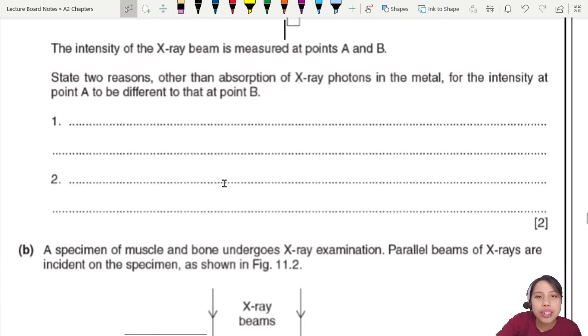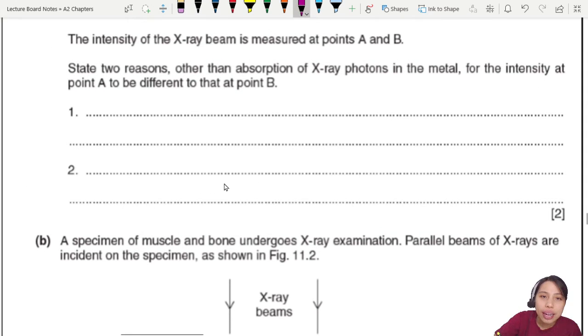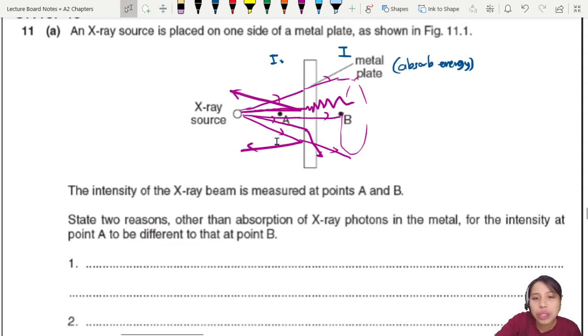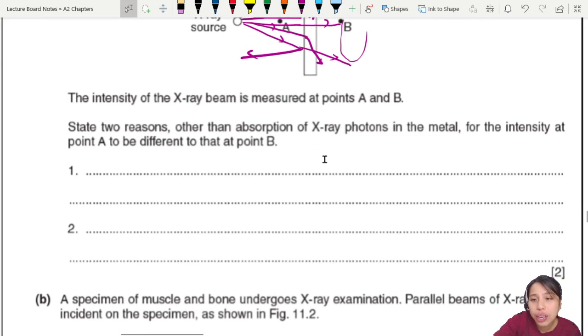So what are the two reasons? Let's start off with the first one. You can talk about the beam itself. You see, where is your aperture? No aperture. Your beam can just spread out as big as it wants to. So your beam's not very parallel. That could be a problem in this particular setup, why the intensity is different.